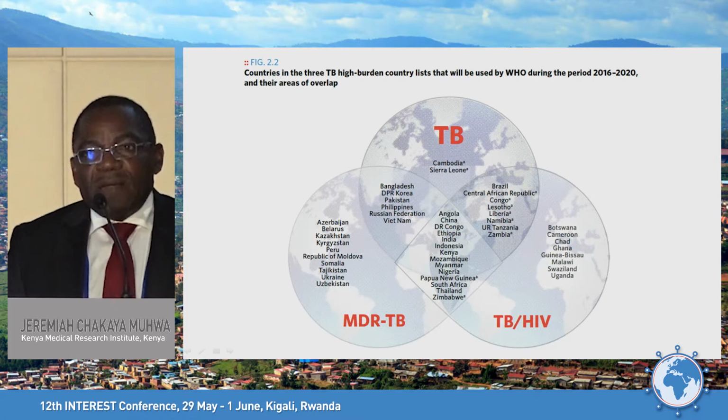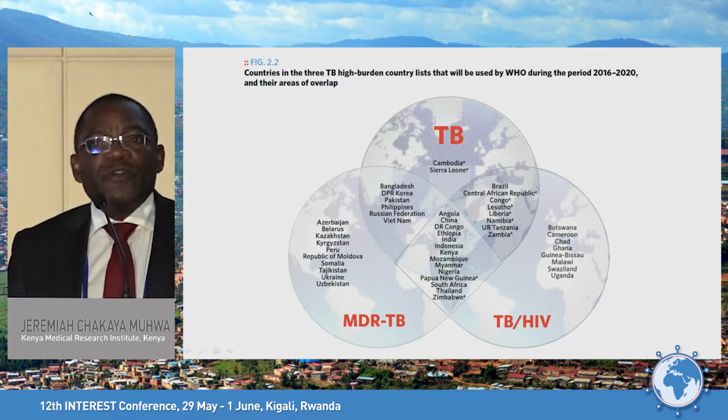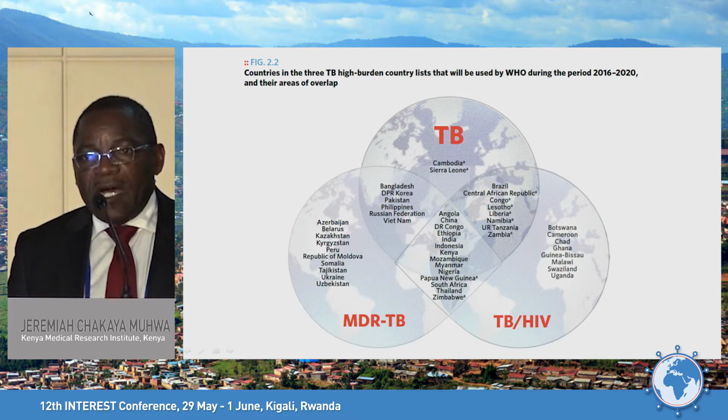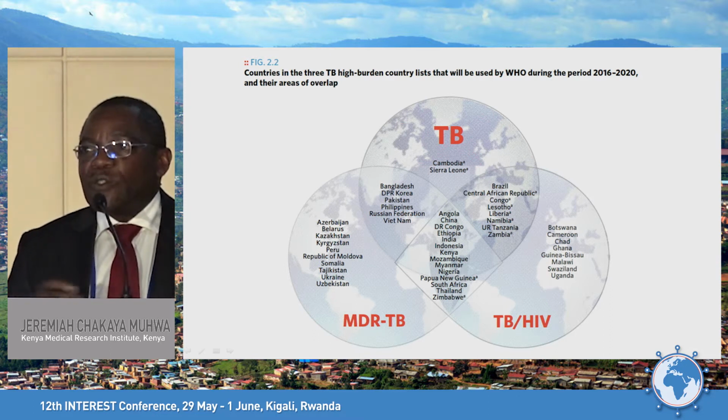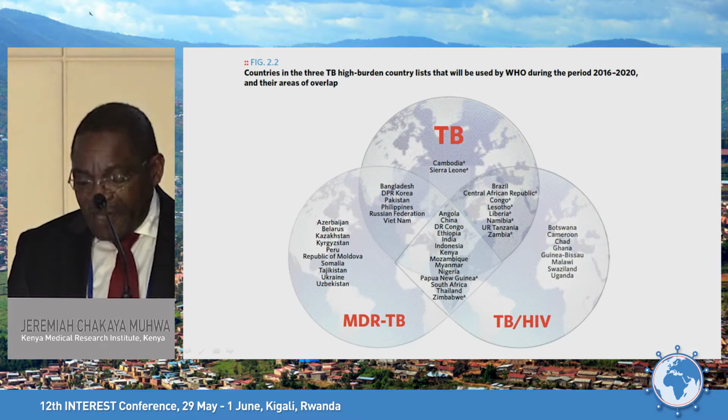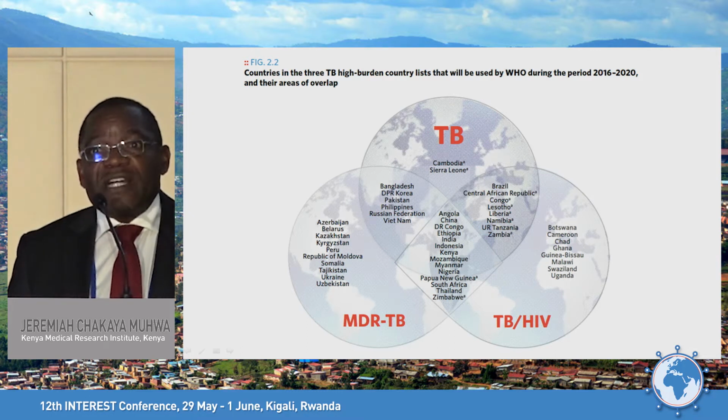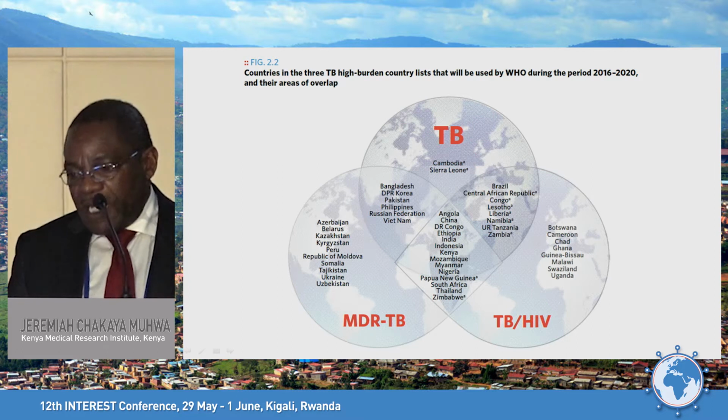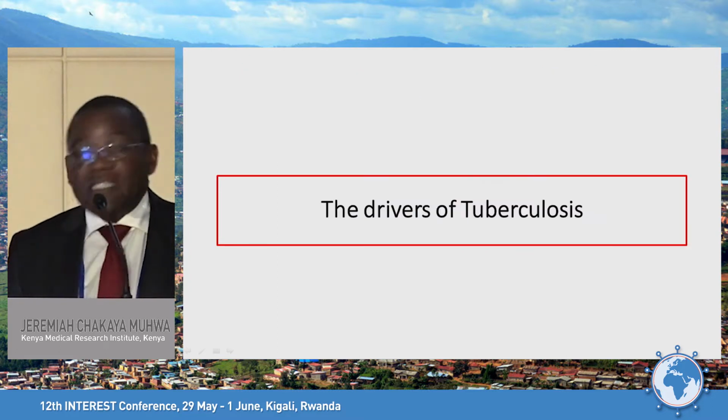WHO now gives us three big groups of people with TB: those who have TB alone, those who have TB/HIV, and those who have MDR-TB. And if you look, there are many countries that have all sorts of intersections in there. The African continent has a lot of countries that have all these things. They have high burdens of TB, high burdens of MDR-TB, and high burdens of TB and HIV.